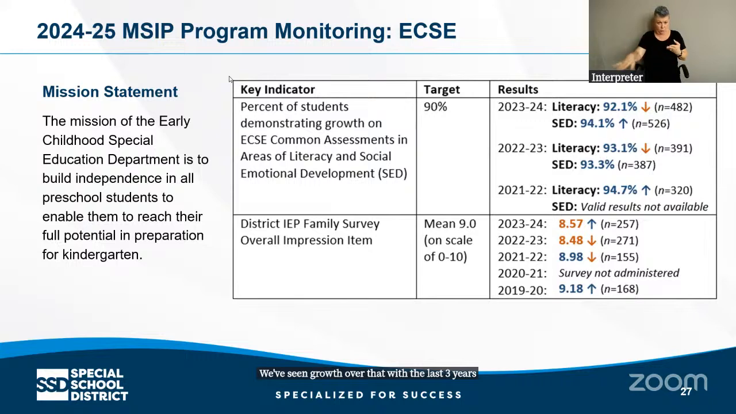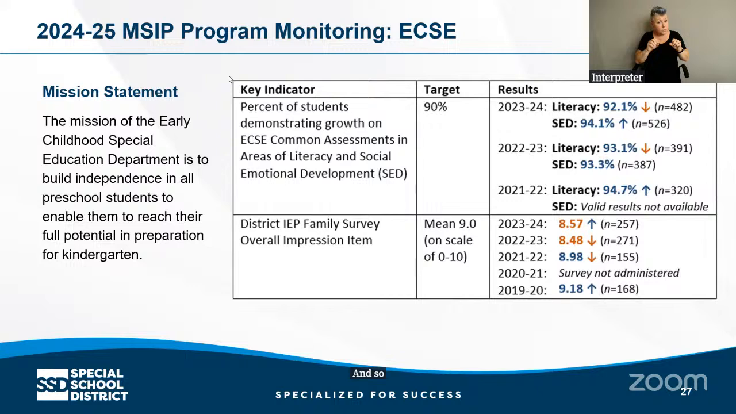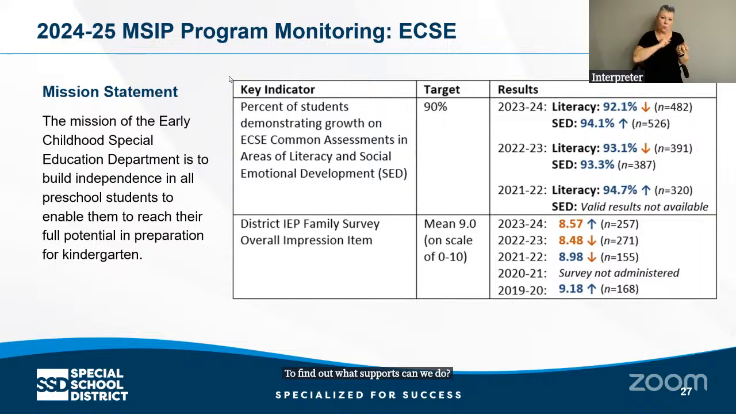We've also seen an increase in the number of students, and so that is a factor, as well as the IEP family survey. We're a little overly ambitious and we would like to have a 9 out of 10. We have seen an increase the past year, but prior to COVID, we were at a higher rate. That is one of the things we're trying to work on when we reach out to our families to find out what supports we can provide to you.